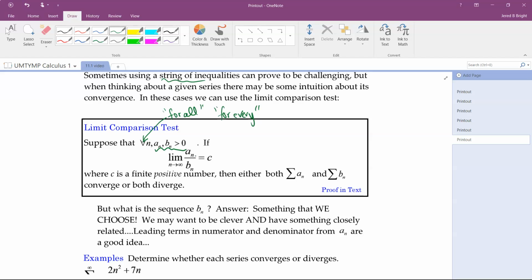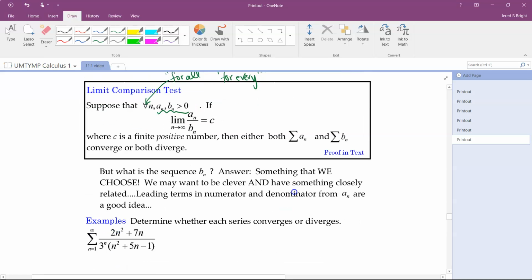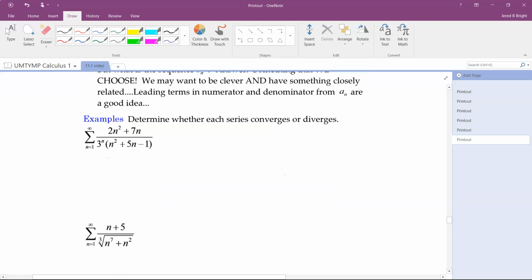And BN, your choice of BN could converge, or if it diverges, then AN is going to diverge. That's really what it's saying. How do we find this BN? Be careful and clever. Sometimes looking at leading terms might be useful. Okay, we'll see an example here.